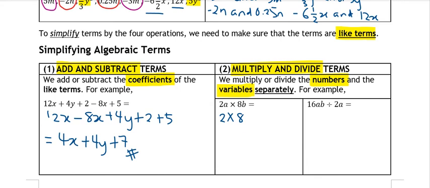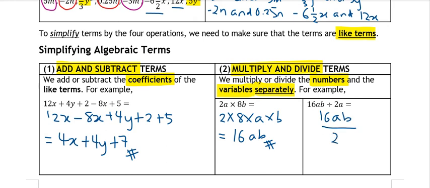So here, I will highlight it separately. So the variables that you have here, a times b. So the numbers will be 2 times 8 is 16. Times a times b, you have to put them together. So that's very obvious. This is how you simplify when you multiply terms. Okay, next one will be 16ab divided by 2a. Now, this one, I will really suggest you to put it in form of fraction.